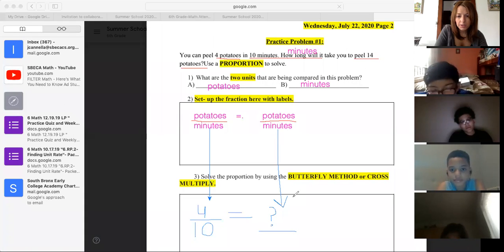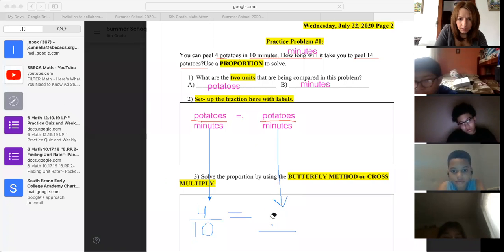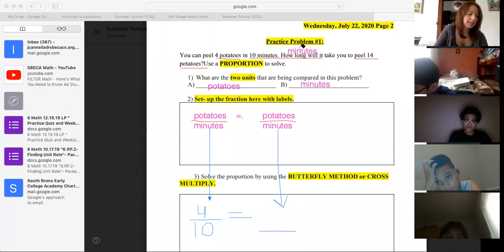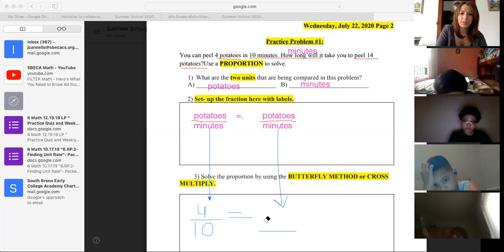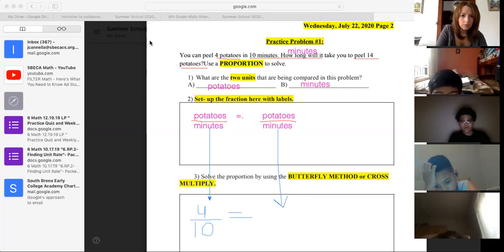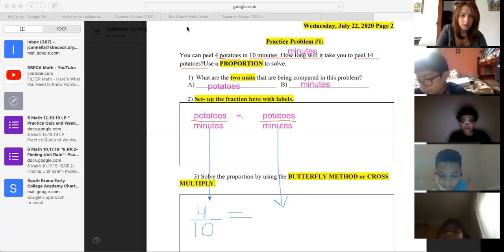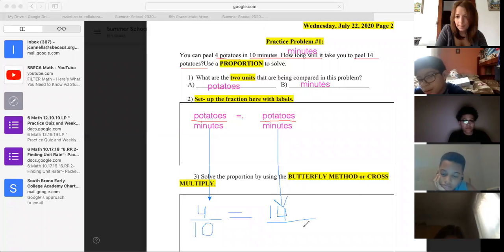And then it says in 14, sorry, I made a mistake there. Hold on, this shouldn't be here. It says, how long will it take to peel 14 potatoes? So I know that the 14 potatoes goes as my numerator. Uh-oh, hold on a minute. What's going on here? It got erased, why? Let's try this again. So we have 14 potatoes, and we don't know how many minutes. So we're gonna call it question mark.